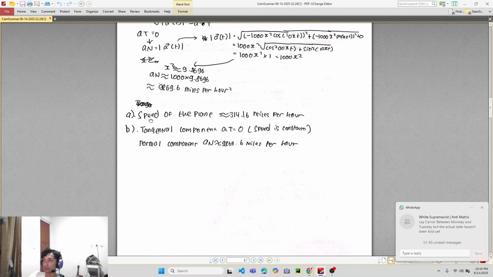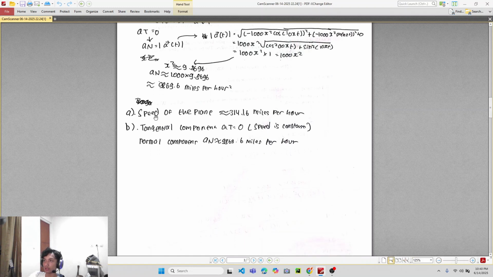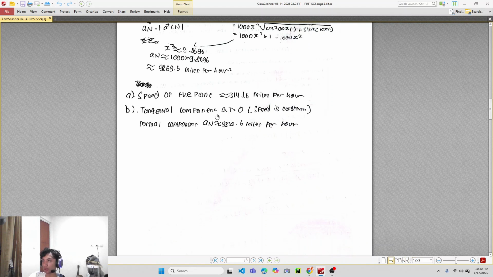So conclusively, the speed of the plane is approximately 314.16 miles per hour. The tangential component a_T equals 0 because the speed is constant, and the normal component a_N is approximately 9869.6 miles per hour.